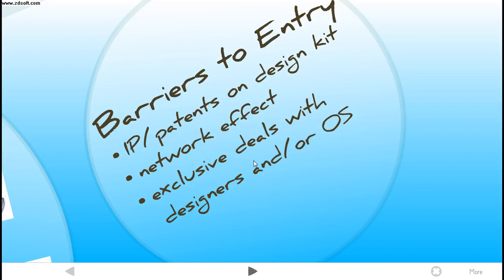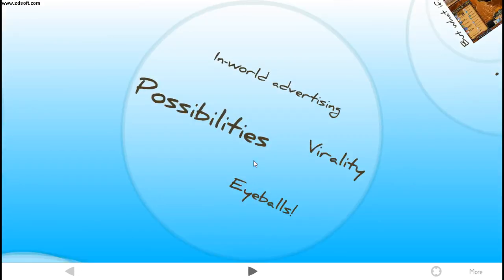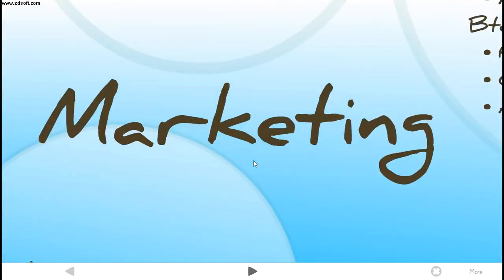The other barrier to entry that we're looking to get would be some sort of exclusivity deals with content providers. So I mentioned earlier Lord of the Rings and Harry Potter. If we could get exclusive licenses to use those brands in our worlds, then that would be an excellent barrier to entry.